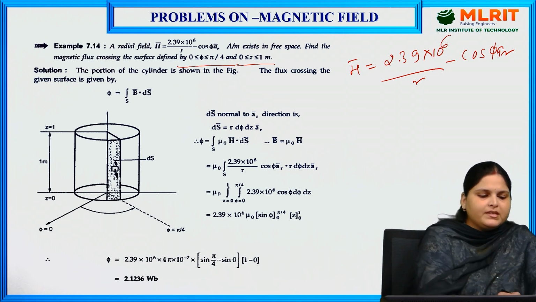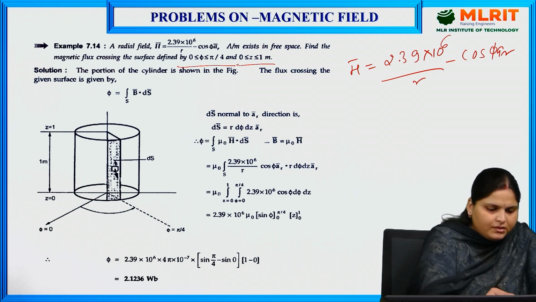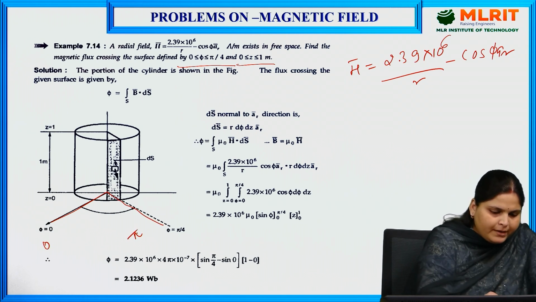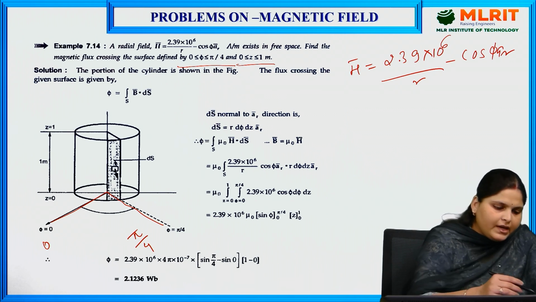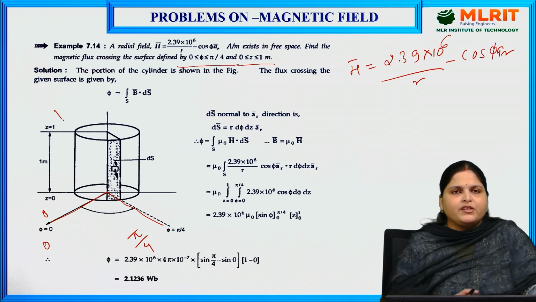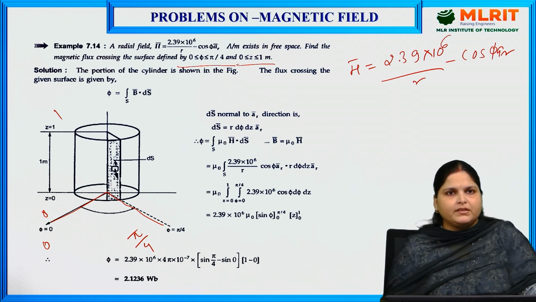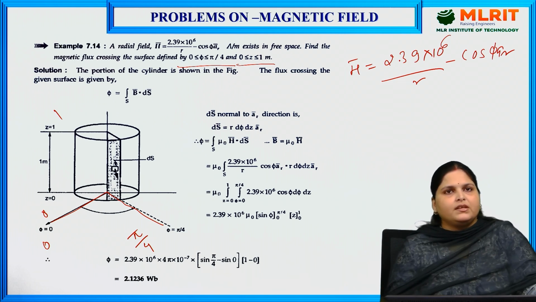This we can understand in this question. This phi angle is extending from here to here, 0 to pi by 4, that means 45 degrees. And z is from 0 to 1. So this is the arrangement given for this radial field. We have to find out the magnetic flux which is crossing this surface.